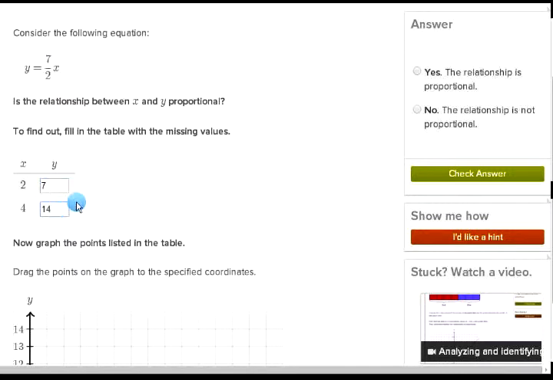The other idea in proportionality is this. My independent side is raising here by 2 every time. So my next one would be 6, then 8, then 10. If it's proportional, this side should be raising by the same amount. So it's raising by 7. 7, 14.